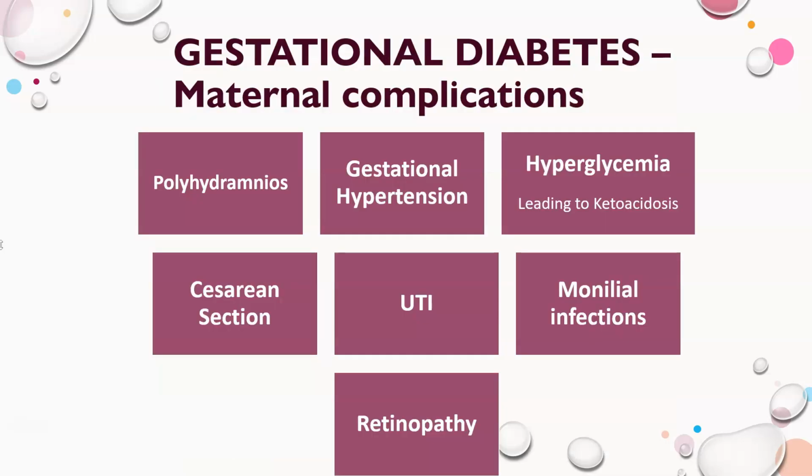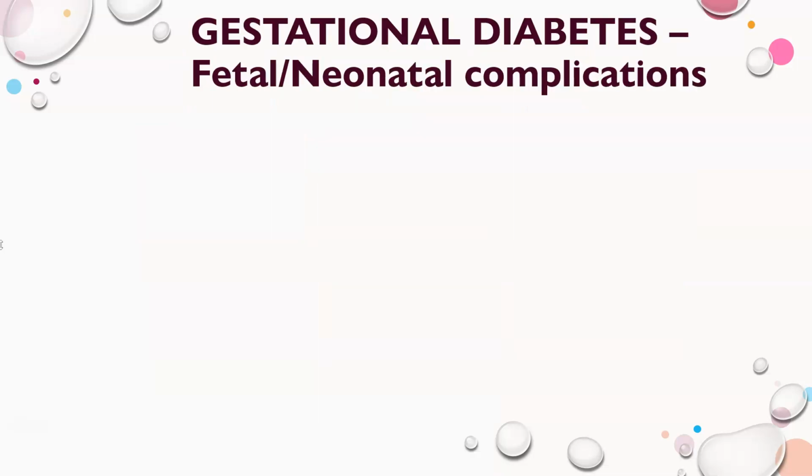Some of the gestational diabetes complications in the mom, which I mentioned, include increased morbidity and mortality. They end up with polyhydramnios, extra fluid. Gestational hypertension can happen. You may see some of those things like retinopathy that are occurring, especially if glucose is poorly controlled. You may see hyperglycemia leading to ketoacidosis, and increased cesarean birth because of those bigger babies. UTI, of course, they're at risk for infections, including yeast infections, and retinopathy, which I just mentioned.